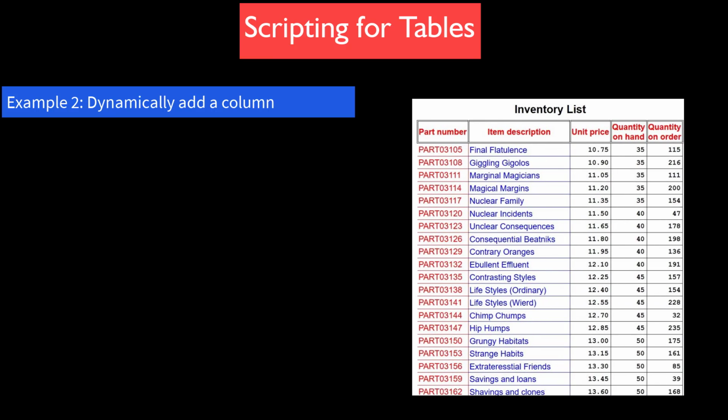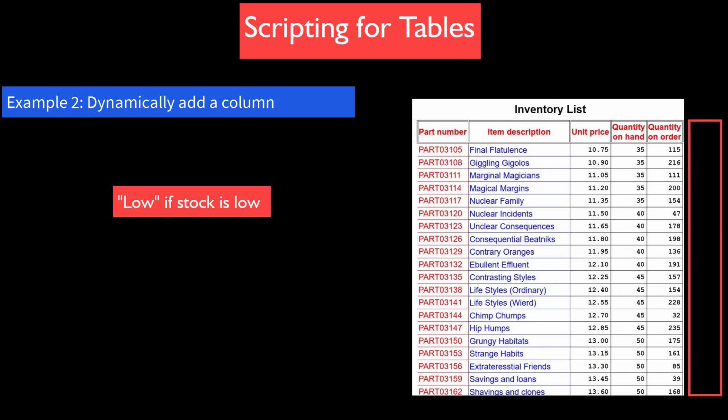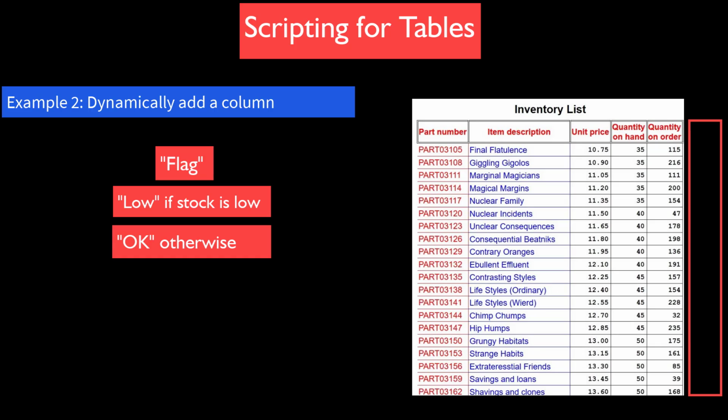Example 2. Dynamically add a column. Suppose you wanted to add a column to our table with the cells containing the word low when we have low stock, or OK otherwise. We'll label the column header flag. And we can build on our existing function.